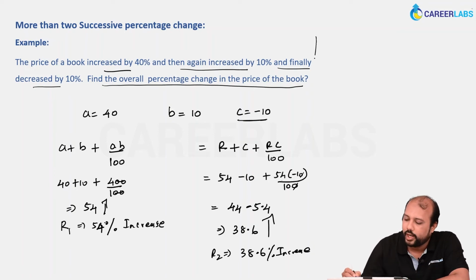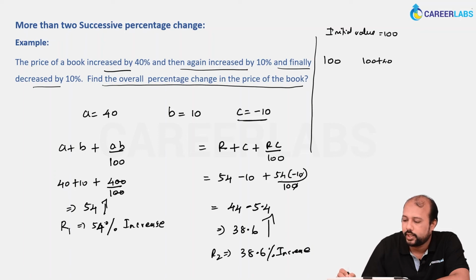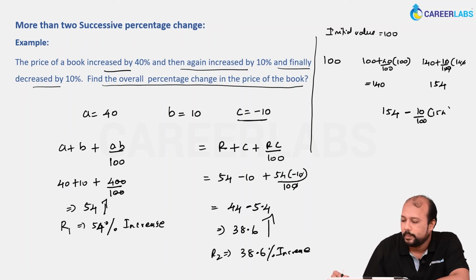Now, in case you are not liking this, of course you can take the initial value as 100, because here no actual value is given. Then first, 100 increased by 40%, 100 plus 40% of 100, obviously 140. Now this 140 increased again by 10%, 140 plus 10% of 140. The zeros get cancelled off, 14, it is an increase, so the new value will be 154. Now this 154 is decreased by 10%, 154 minus 10% of 154. Obviously, 15.4 we have to reduce.